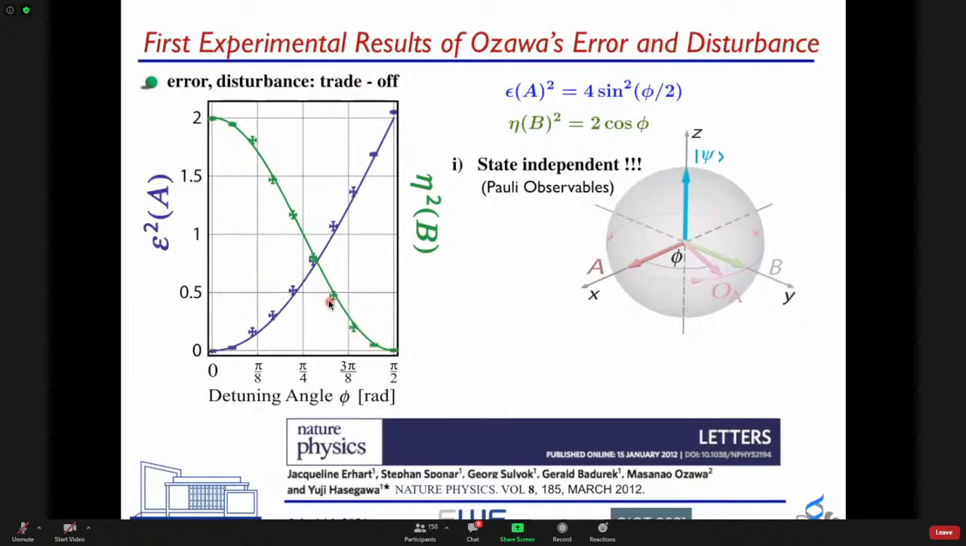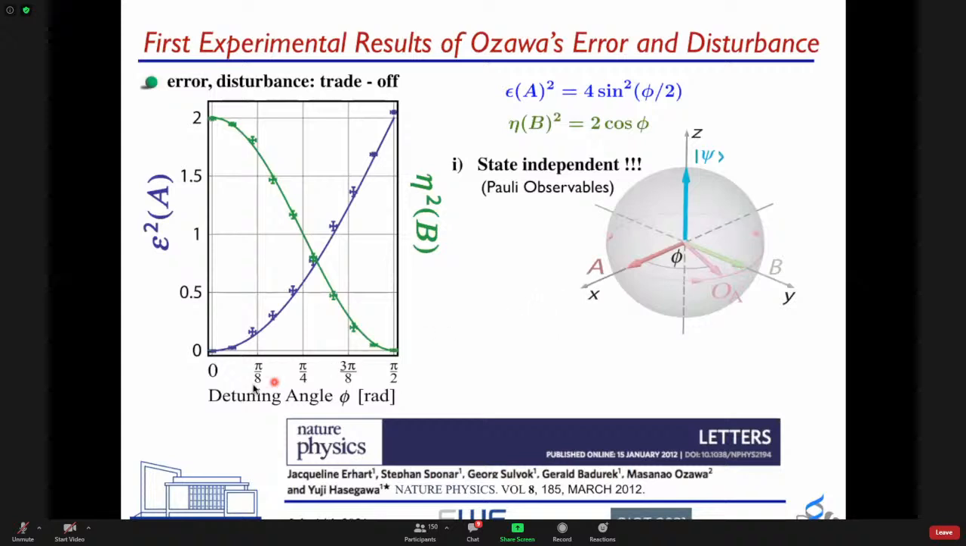And here you see the first results. And what do we get? Well, simply, if we set the approximator to A, so we have some detuning angle which we set to 0, then A and OA are the same. In that case, we have a precise measurement of A, so we have 0 error, but of course the price to pay is that we would disturb the subsequent B measurement maximally, so it would be random, so this is not what we want.